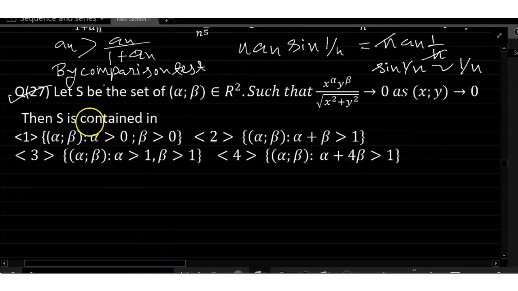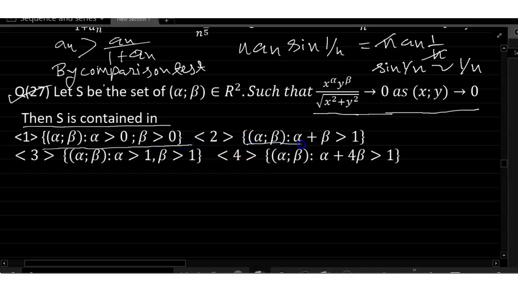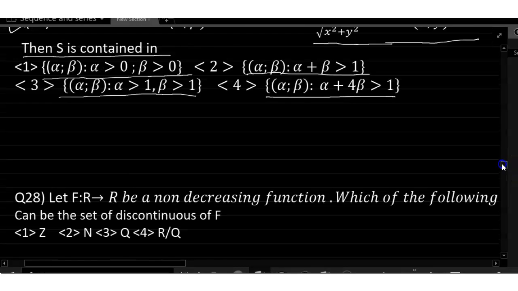Let S be the set of (alpha, beta) belonging to R square such that x to the power alpha y to the power beta over root of x square plus y square tends to 0 as (x, y) tends to (0, 0). Then S is contained in: alpha, beta with alpha greater than 0, beta greater than 0; alpha plus beta less than 1; alpha greater than 1, beta greater than 1; and alpha plus beta greater than 1.